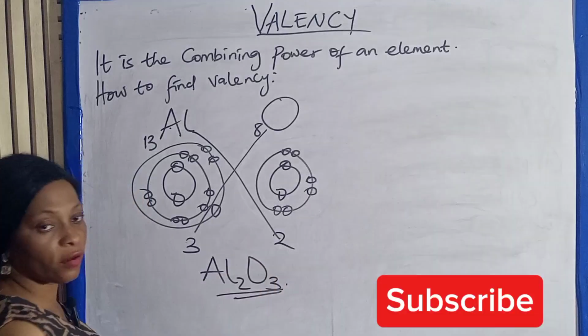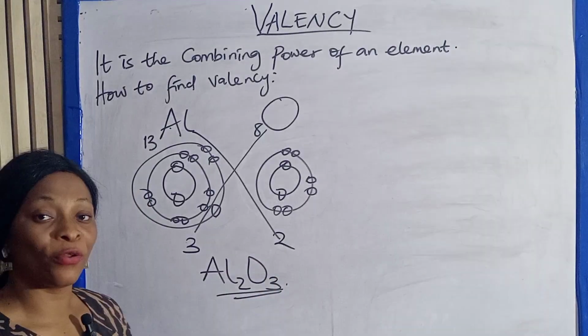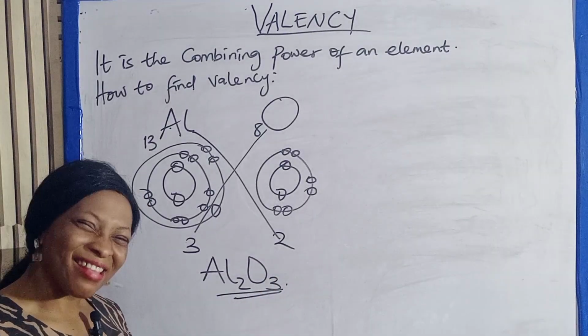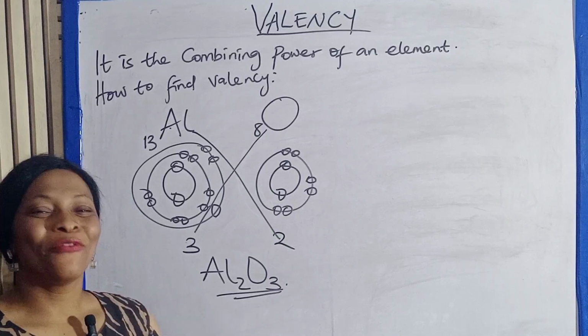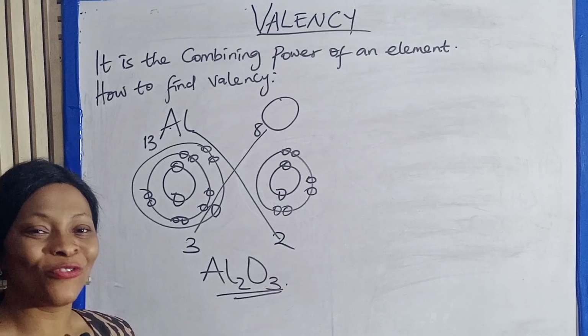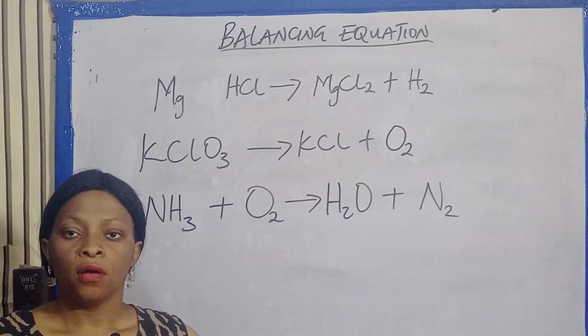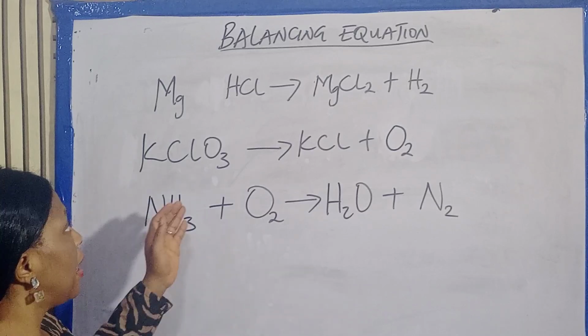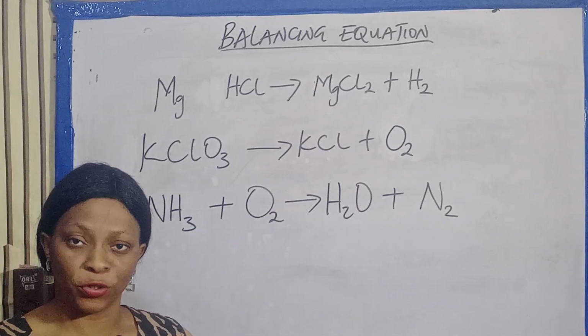This is the formula of the compound. It is aluminium oxide. Isn't that simple? Let's move over to the balancing of equation.